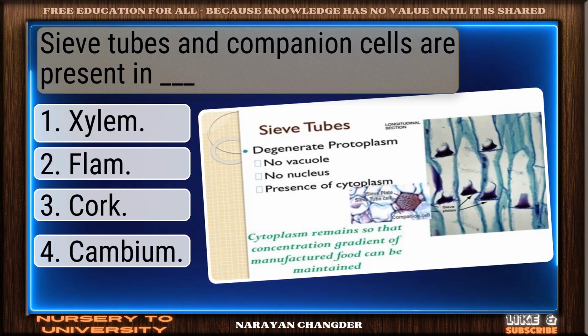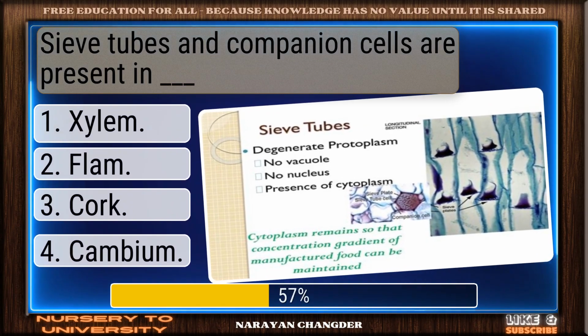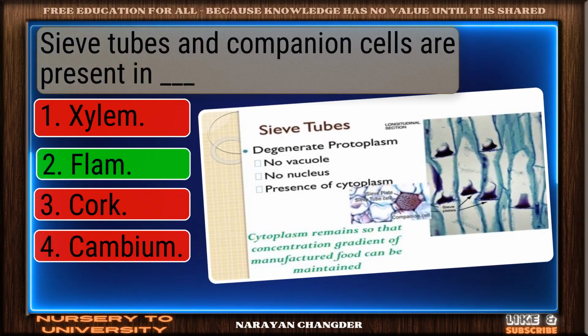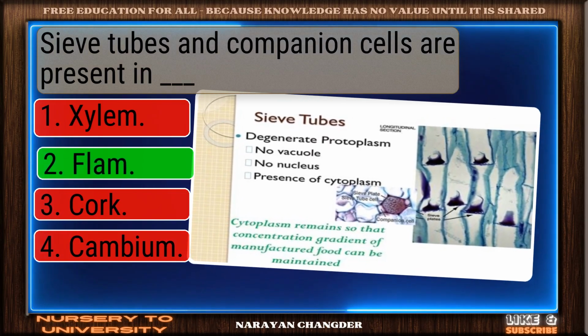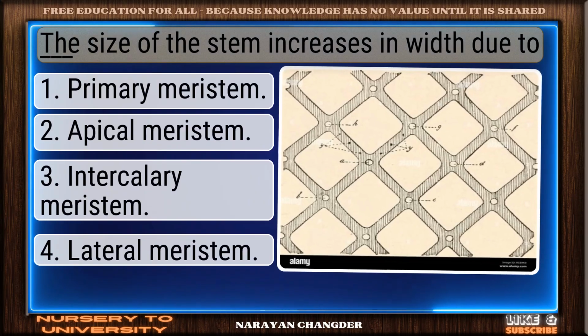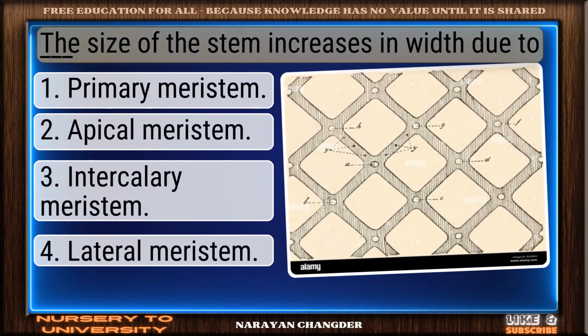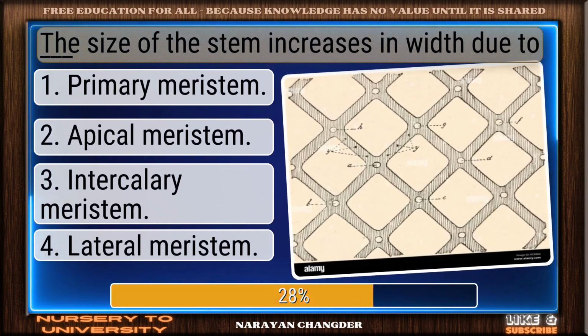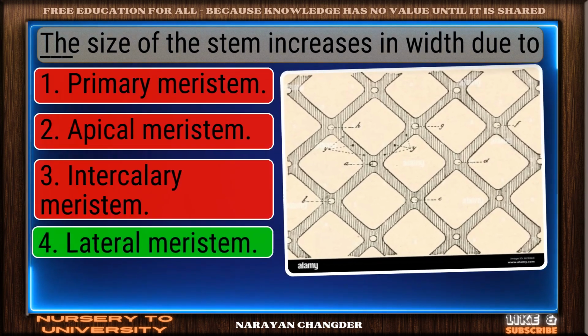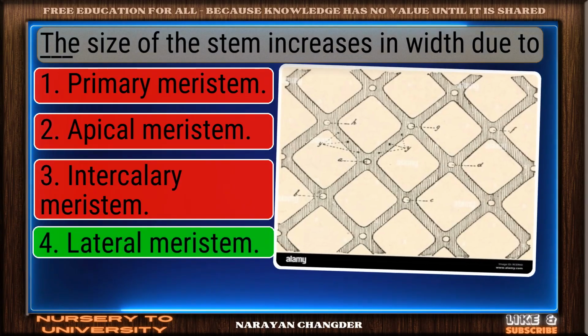Question number 63. Sieve tubes and companion cells are present in dash. Sharp thinking. Phloem is the right choice. Question number 64. The size of the stem increases in width due to dash. You're right. Lateral meristem is the correct answer.